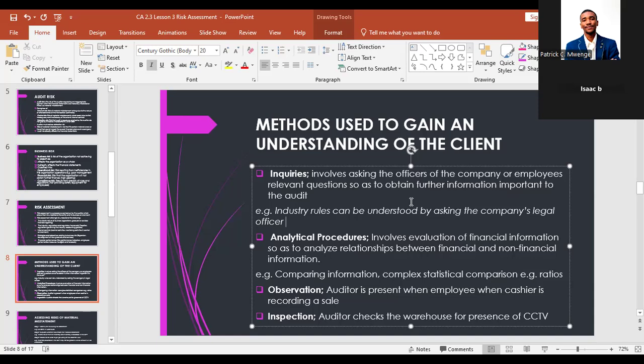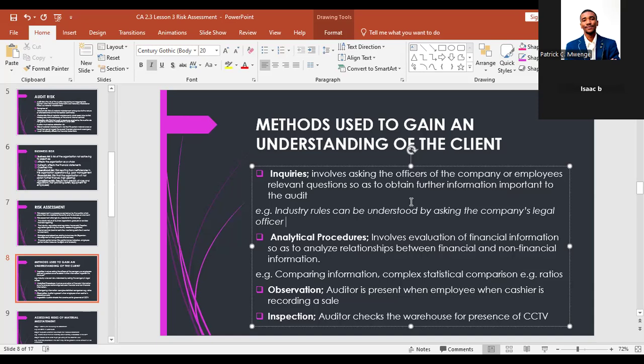We just check what's happening there. Is there any security of some sort? Does the client have any locks on the doors to protect the inventory? All right. So we just go and we observe.